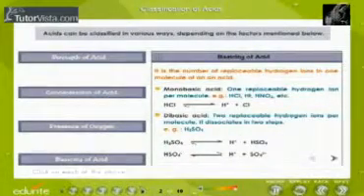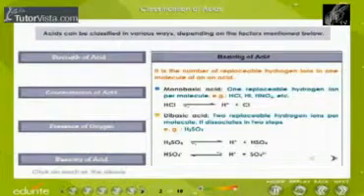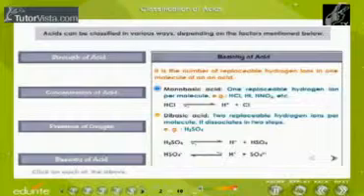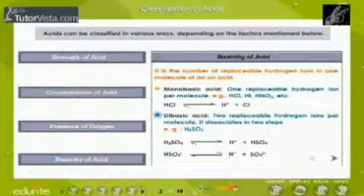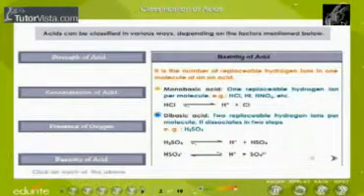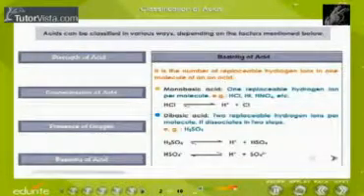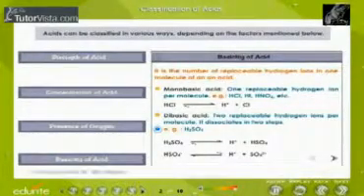Basicity of acid. It is the number of replaceable hydrogen ions in an acid. In a monobasic acid, the number of replaceable hydrogen ions is 1. For example, HCl, HI, HNO3, etc. In a dibasic acid, the number of replaceable hydrogen ions is 2. It dissociates in 2 steps. For example, sulfuric acid.